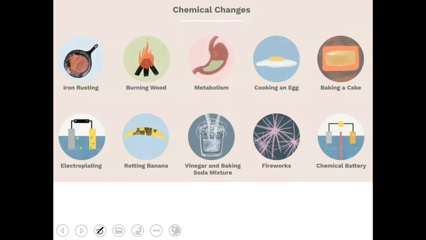Now, chemical change, on the other hand, is various types of reaction like rusting, burning, cooking. Metabolism is burning the energy too, actually. Well, absorbing it too. Baking, electroplating, that's electrical energy, and it's called electrochemistry, which you guys will see more in grade 9. Rotting, there you go. And mixing chemicals, fireworks, which is combustion, very similar. And chemical energy, chemical battery, which is the reaction between solid and acids, those kinds of things.